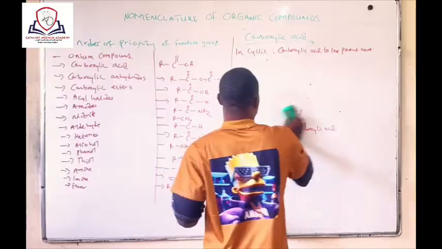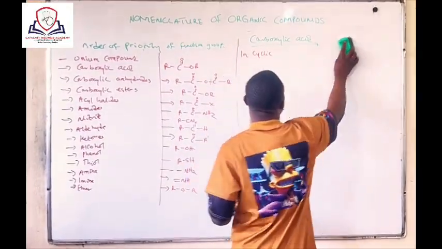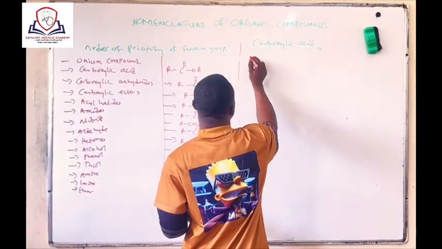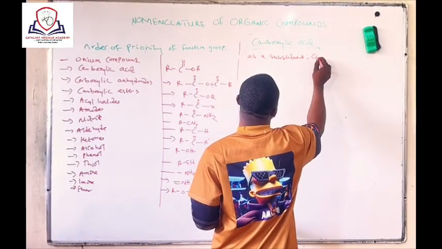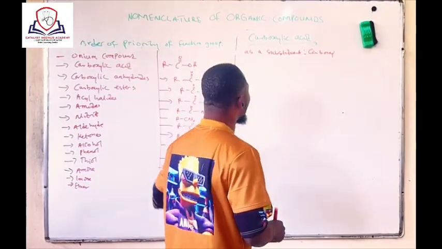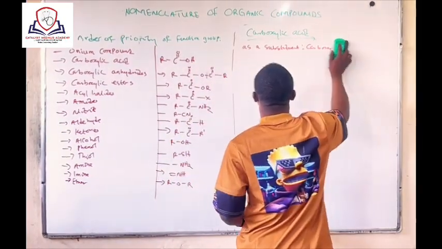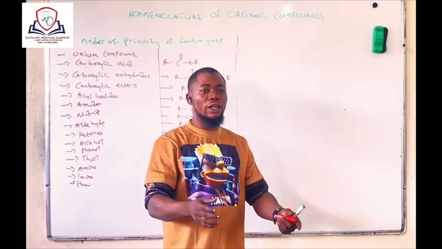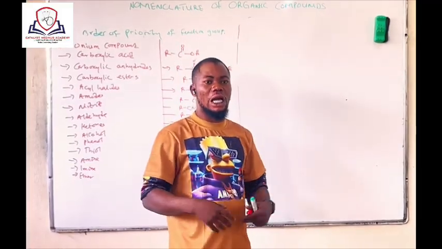Now you know that carboxylic acid only serves as a substituent for the onium compound. When carboxylic acid serves as a substituent, you call it carboxy. But it only serves as a substituent for the compounds that are lower than it in priority. So that is how you can name carboxylic acid. In a straight chain, oic acid. In the cyclic chain, carboxylic acid added to the parent name. While as a substituent, you just call it carboxy.